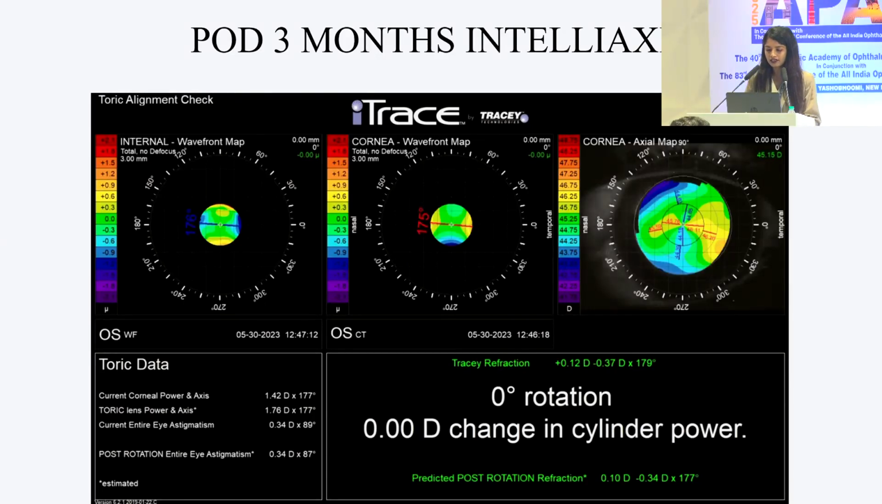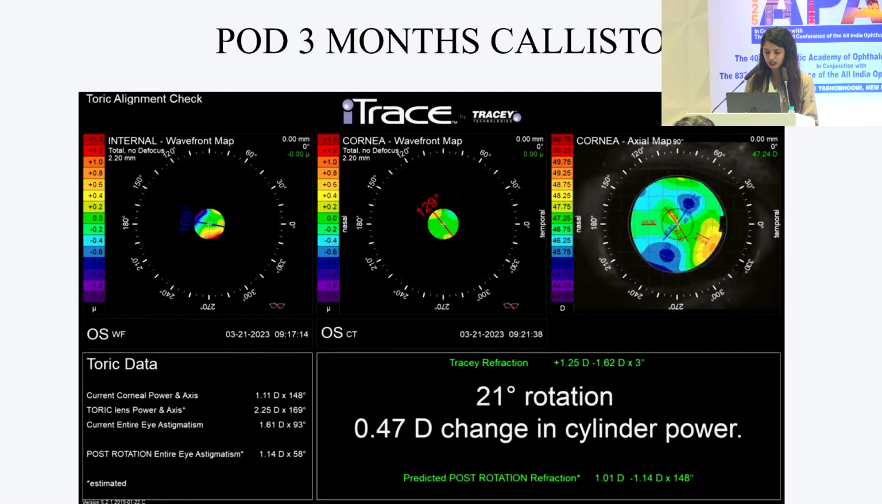Post-operatively, Eyetrace was done to check the IOL rotation with the toric alignment check feature of the Eyetrace. This is the Eyetrace image of the post-op 3 months of IntelliAxis. 0-degree rotation in this particular patient was seen. Post-op 3 months of Callisto, in this patient 21-degree rotation was seen.